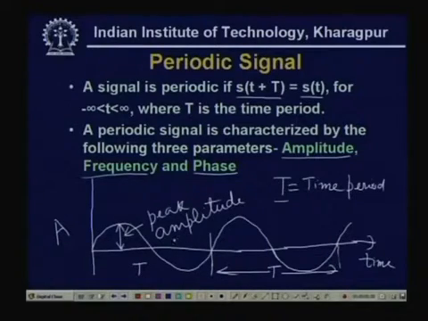Peak amplitude A. And this, what is frequency? So you have seen peak amplitude A, and that frequency f is represented by 1 by T. That means if T is the time period, then frequency is essentially 1 by T. f is equal to 1 by T, that is your frequency.